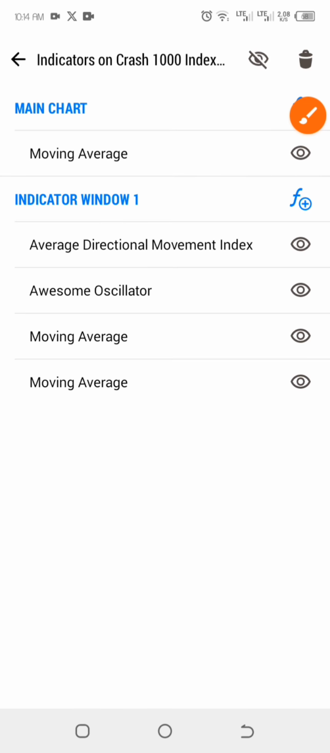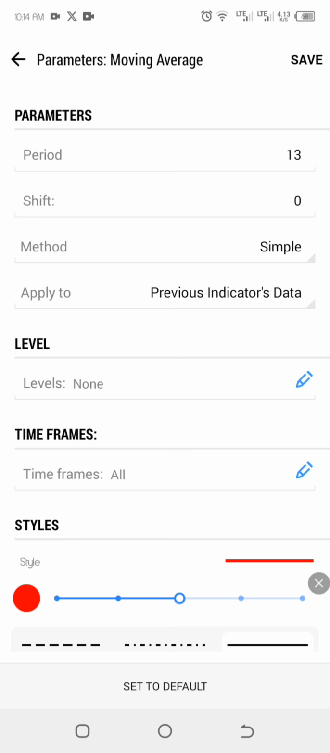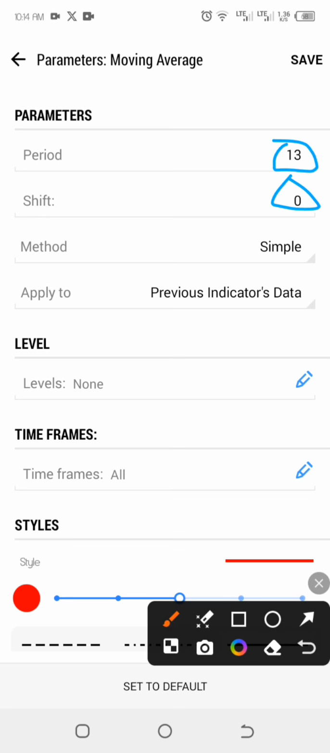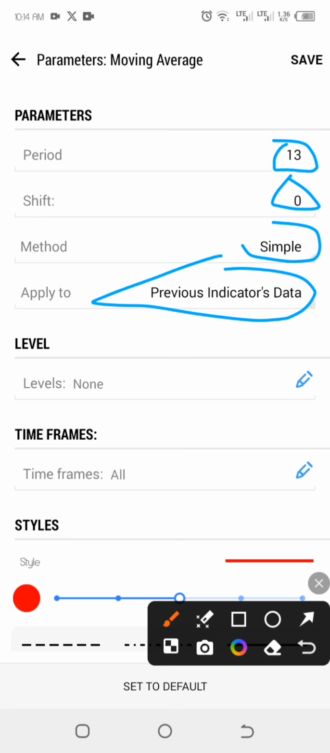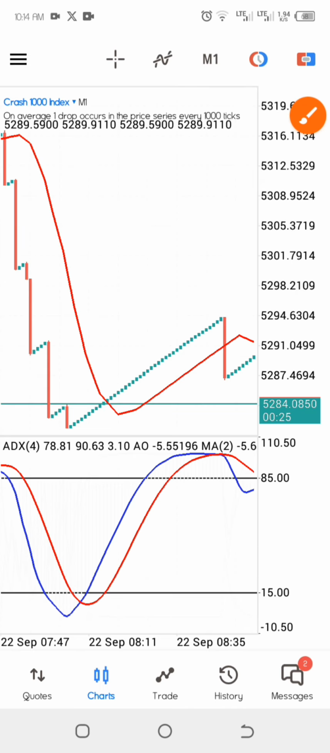Now for the next indicator, which is the moving average, click on this F icon right here. For the moving average, the period is 13, shift is 0, method is simple, apply to previous indicator's data, use any color of your choice, and click on save. So that is what we need when we want to use this strategy.